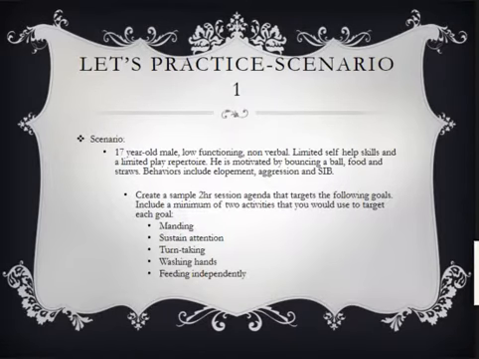So we'll just reread it really quickly. 17-year-old male, low functioning, nonverbal, limited self-help skills, and a limited play repertoire. He is motivated by bouncing a ball, food, and straws. Behaviors include elopement, aggression, and SIB. And you guys were supposed to target manding, sustain attention, turn-taking, washing hands, and feeding independently. So let us know what your session looks like.